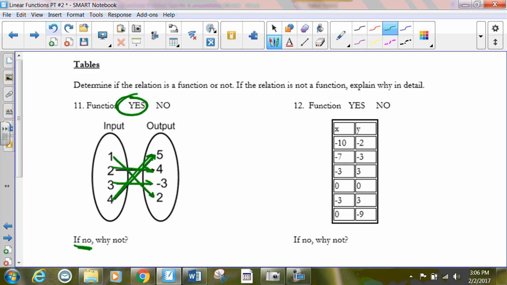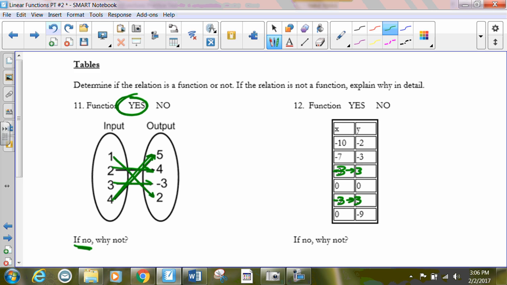All right, for this one it says, is this a function? Well, I'm noticing something. There are two things that are standing out. First of all, I have two -3s. And this time, the -3 matches up with a 3. And the second time I see a -3, it also matches up with the 3. So that's okay. That is still a function.